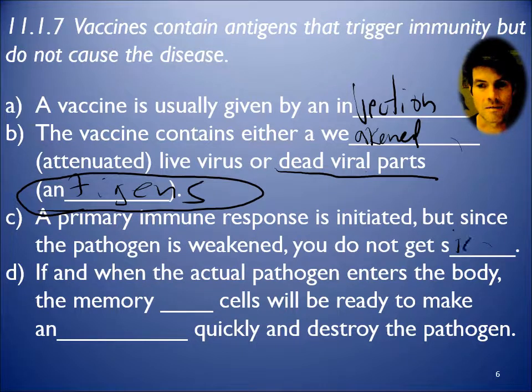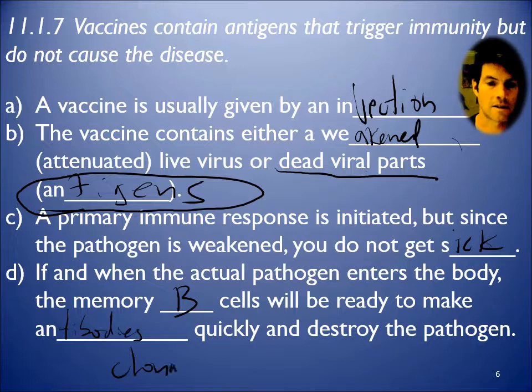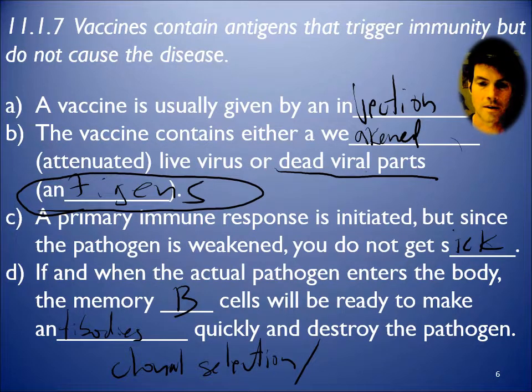So you're getting exposed, but you're not going to get sick. And then the idea is if you get the actual dose of the virus, your memory B cells will be ready to make antibodies quickly and in large number. Remember, clonal selection. That's what this is, which is kind of a fancy way of saying a whole bunch of mitosis.